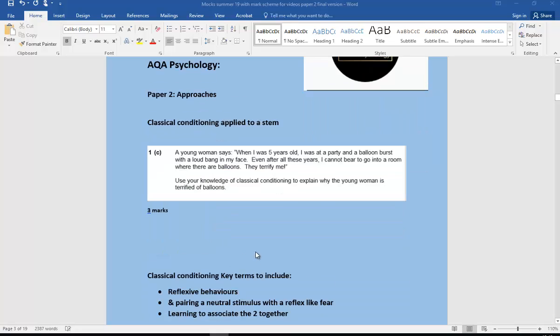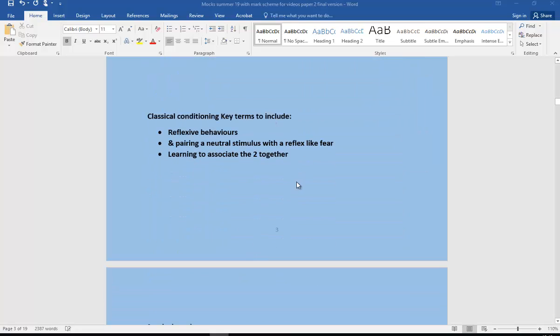So key things you would always say with classical conditioning, these are the 3 things you should always start with. Classical conditioning is always about reflexive behaviours, so reflexes we're born with. For example, we could say a fear response or a vomiting response, something like that. Classical conditioning is always about pairing a neutral stimulus with that reflex, and therefore you learn to associate the two together.